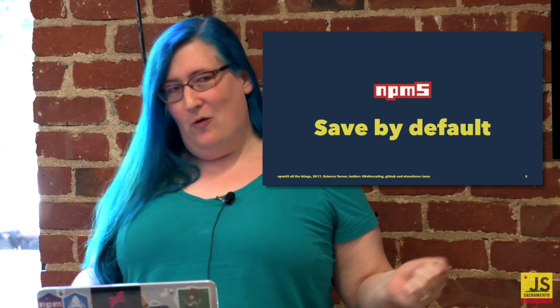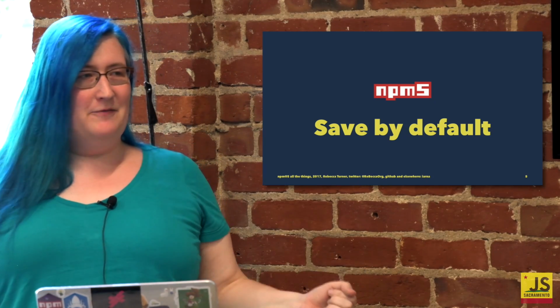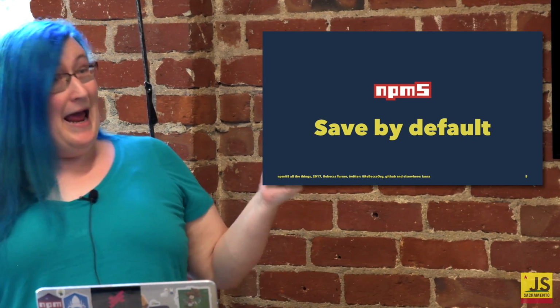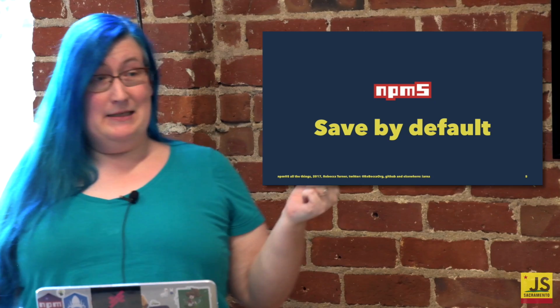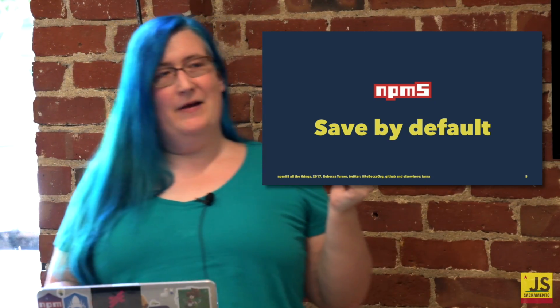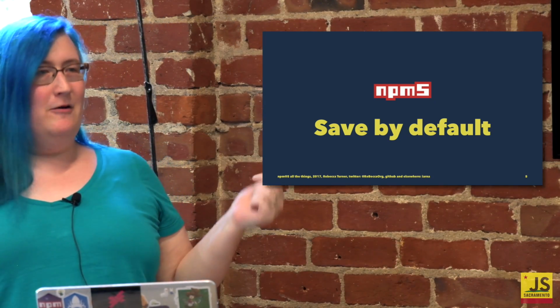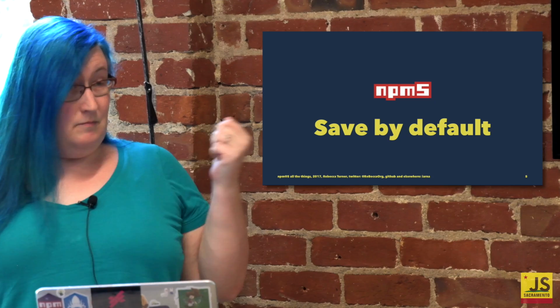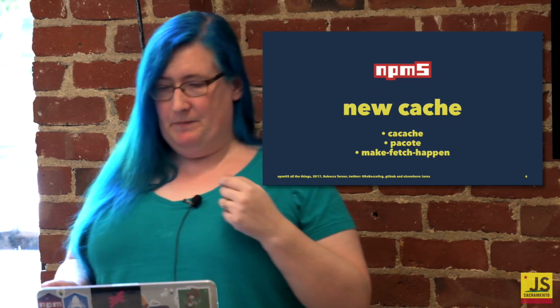Now, to make the lock file work, we had to have save by default. So now you can say no save if you don't want it to save, or you can put save false in your config and it'll stop saving. But by default, it's going to update your package.json, your package lock, shrinkwrap if you have one, anytime you install a module or remove a module or update a module.